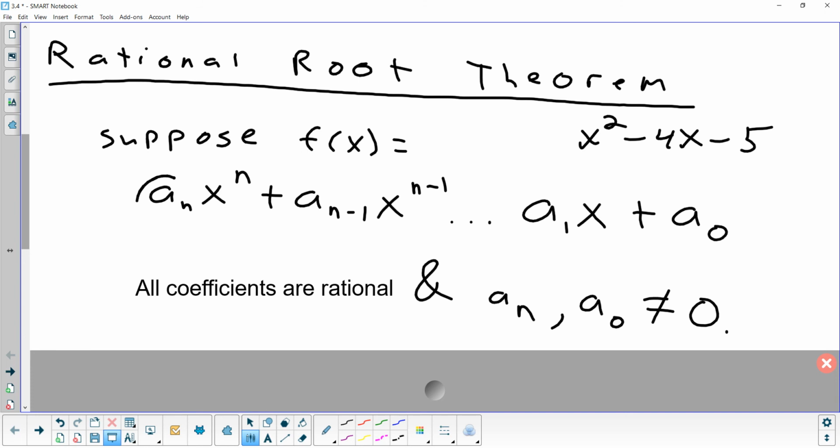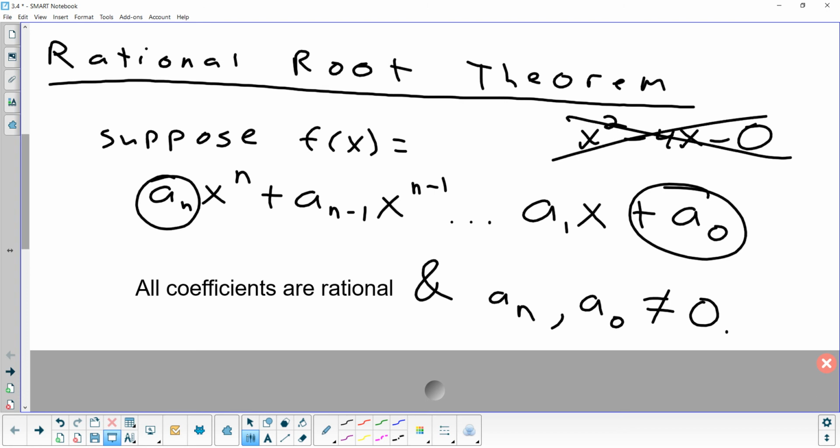And the coefficient of the very first term and the constant at the end cannot equal 0. So if your problem was like this, the theorem I'm about to show you would not apply. Couldn't use it. All the coefficients have to be rational numbers, and the first number and the last number cannot be a 0.